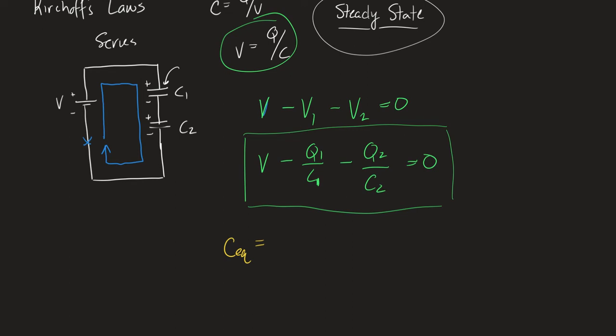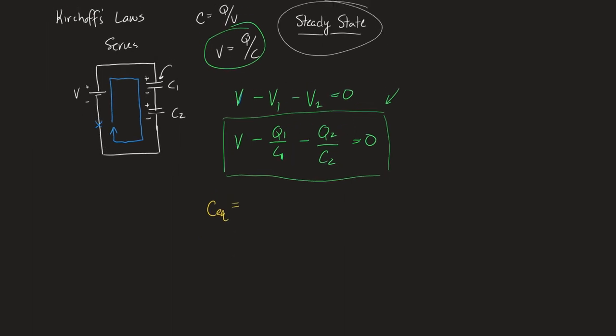This is the one that was in series. And we don't have a way of doing equivalent capacitance yet for series. We didn't get that far. But we do have this relationship here, which shows us that in our series circuit, the potential difference would be equal to Q1 over C1 plus Q2 over C2.